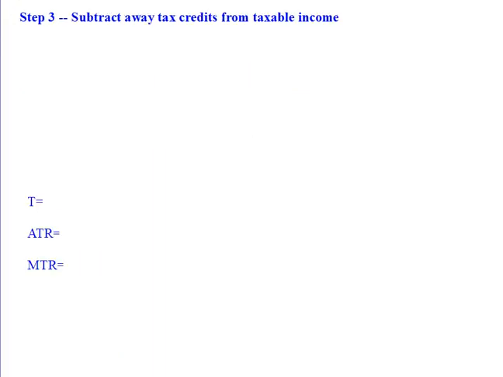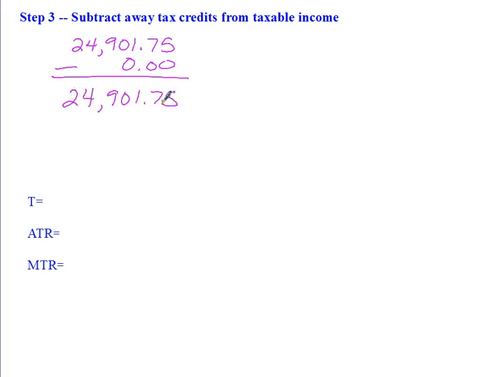And now we come over to our last step. And our last step was we take the $24,901.75 and we subtract away the tax credit. Oh, but this guy doesn't have any kids, so it's going to be $1,000 a kid times 0. He's got nothing in terms of a tax credit, so he really is going to owe $24,901.75. So let's record the three things that we want to be able to say here at the end.